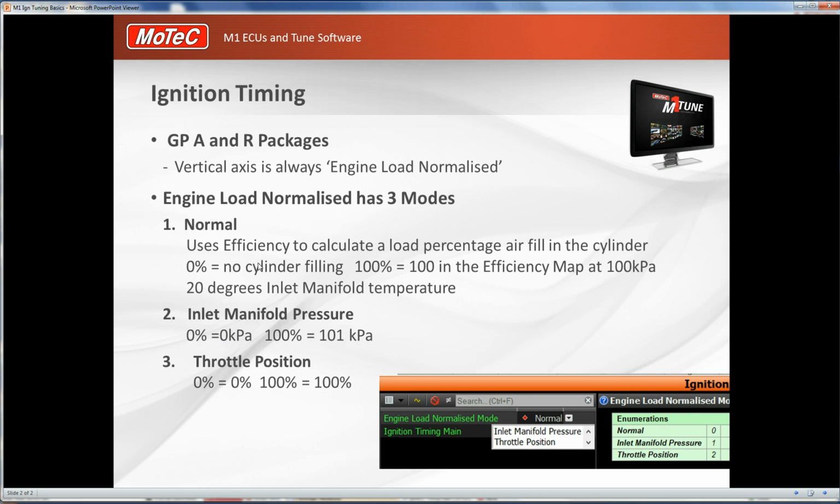Alright, so that's a long-winded way of telling you about engine load normalized. Now, if you don't like all of that and you just want to go back to my old-fashioned numbers that I've always used based on inlet manifold pressure, you just type in 2 in the mode, and that will give you pretty much a 1-to-1 inlet manifold pressure as your engine load normalized channel. What it actually means is that at 100% it gives you 1 atmosphere, which is 101 kPa.